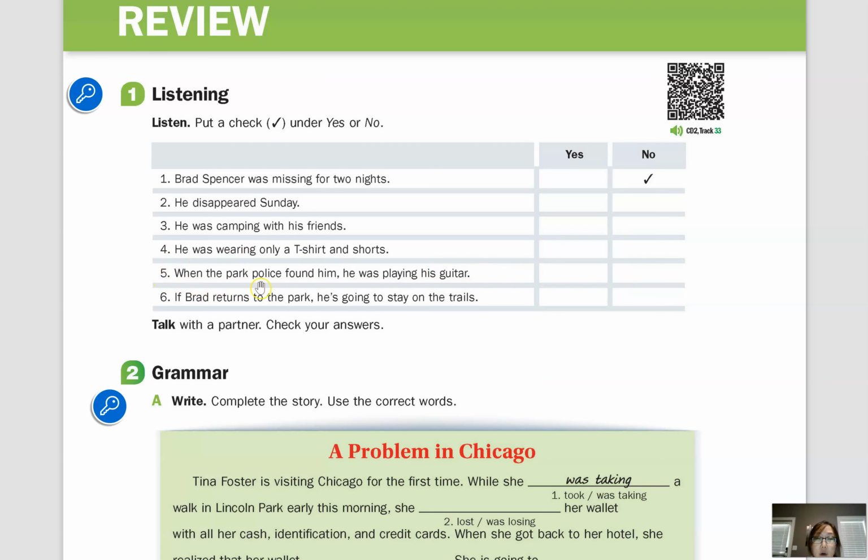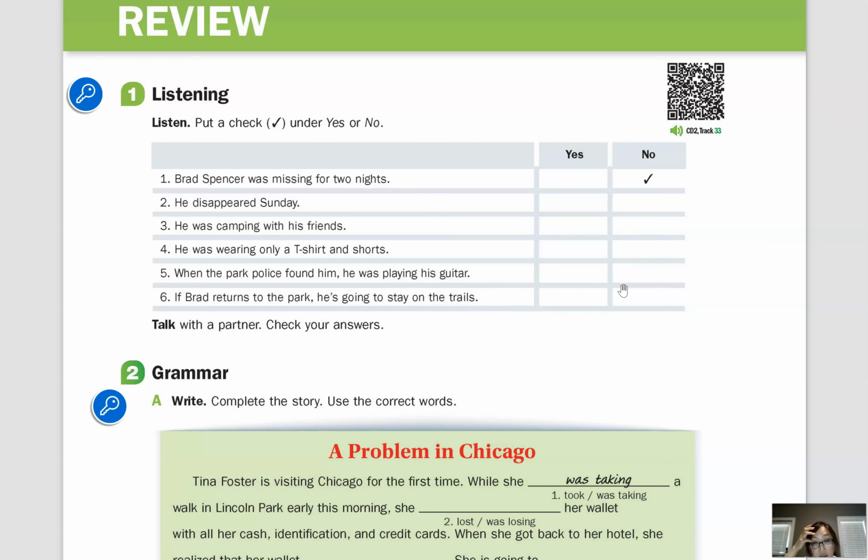Number 5, when the park police found him, he was playing his guitar. Okay, this is not true. No. So we can say, when the park police found him, he was sleeping next to the fire. And then number 6, if Brad returns to the park, he's going to stay on the trails. And this is true. The answer is yes.